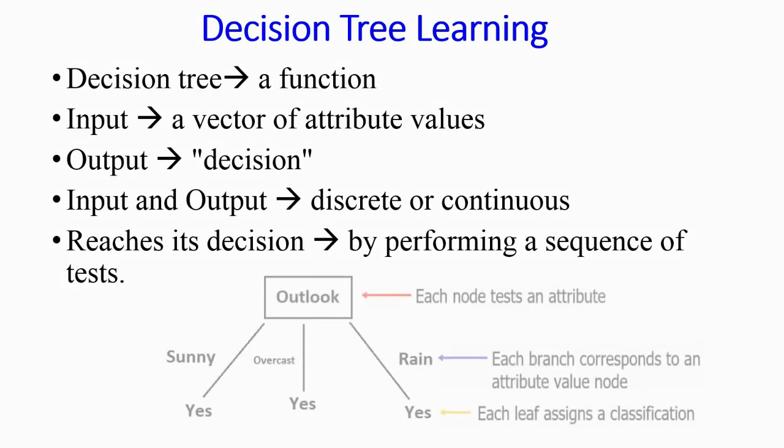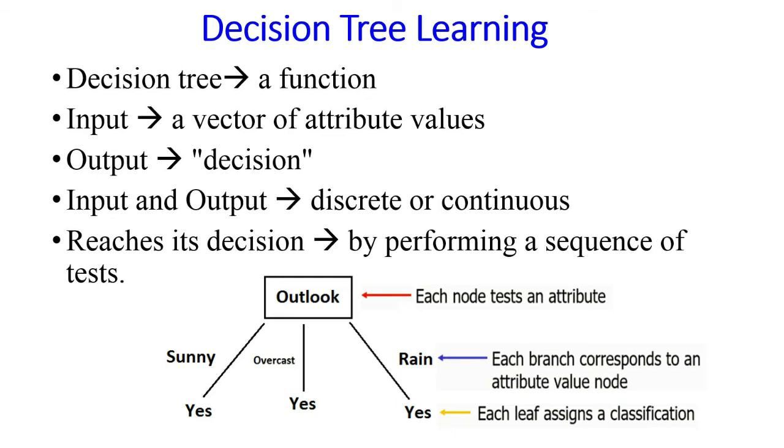Each node tests an attribute in the decision tree. Each branch corresponds to an attribute value of the node. Each leaf assigns a classification.